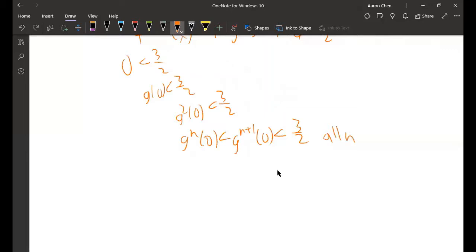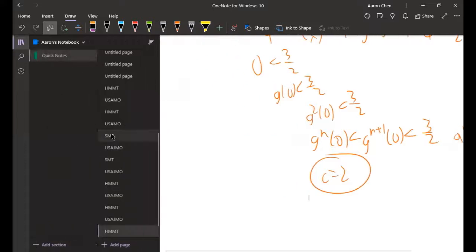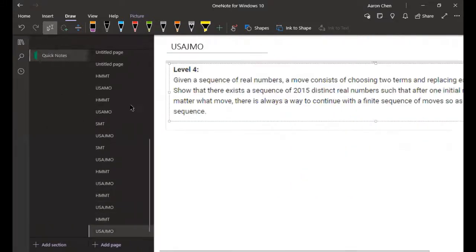And so that shows that all the roots are real. And so the answer is indeed c equals 2. And so now I'll move on to the level 4 question.